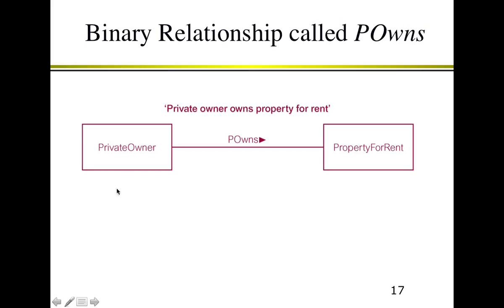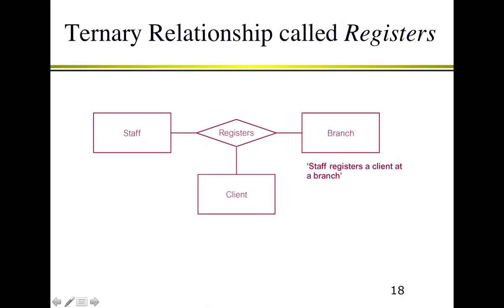Anyway. Here's another one, and the arrow's going this way. And then we have this made-up word, pones. I've never heard of pones. Po-owns. That's like that example we saw on that website. It's a private owner, P-O, who owns property for rent. So private owner owns property for rent. So they made up this word and they stuck it in there.